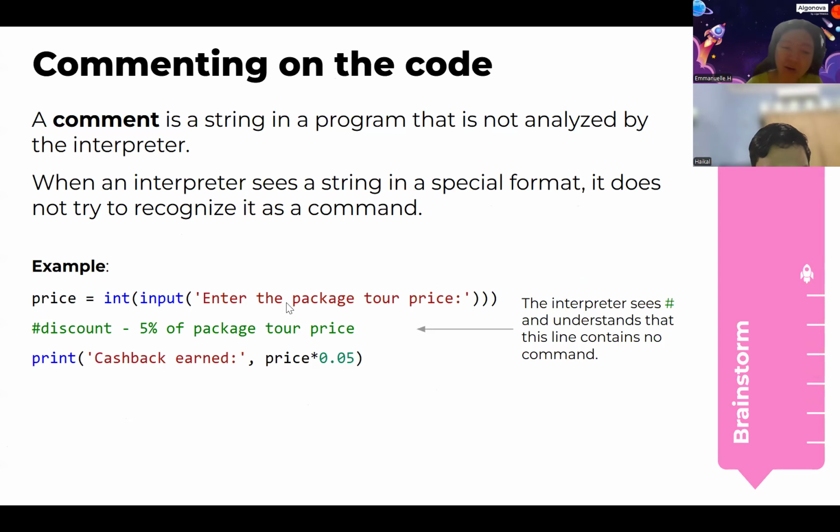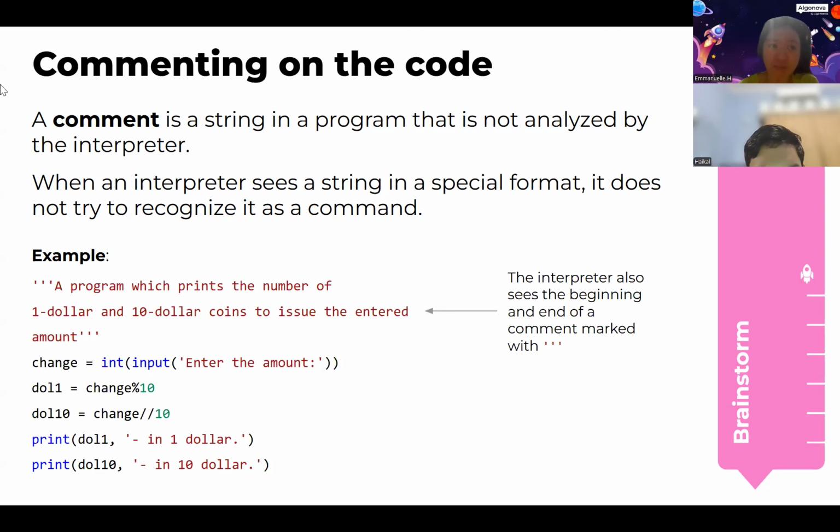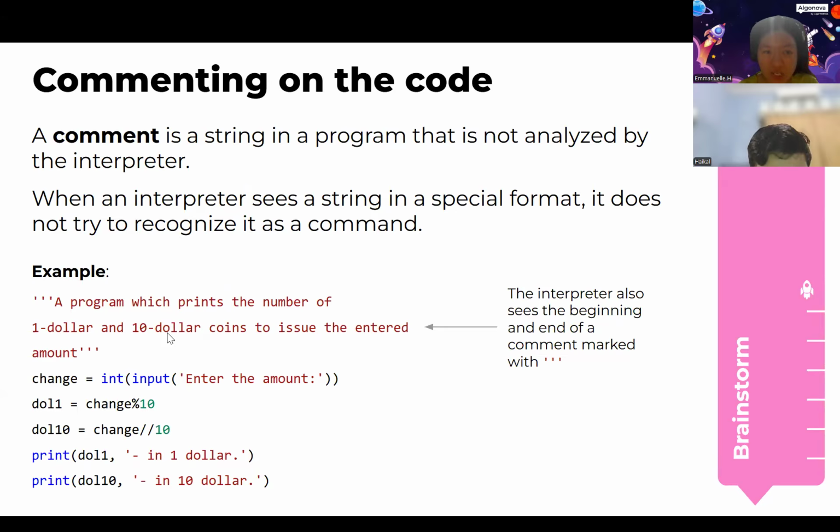There is a comment, only one line, explaining the discount is 5% of the package tour price. And this is the long one. Usually the long one will explain, this program prints the number of $1 and $10 coins to issue for the entered amount. So for example, the user inputs the amount and then it will change how many in $1 and how many in $10. So this is the example of a comment.